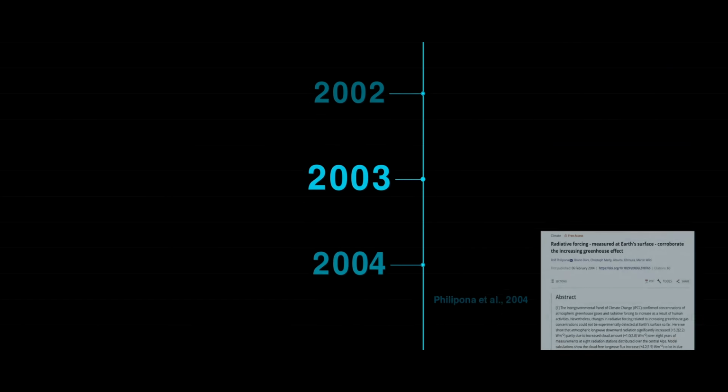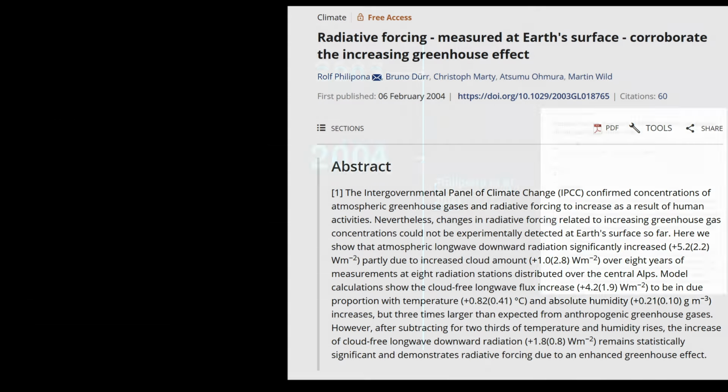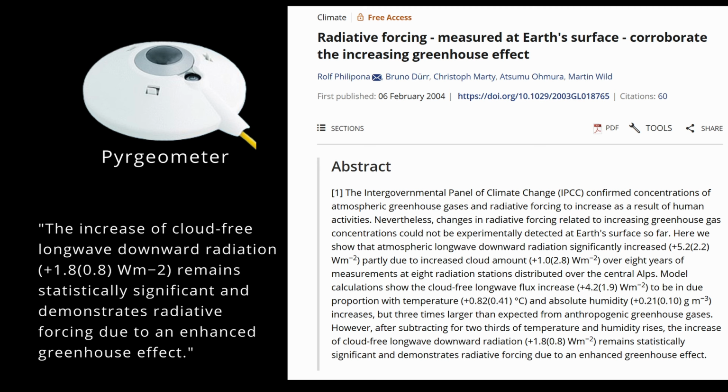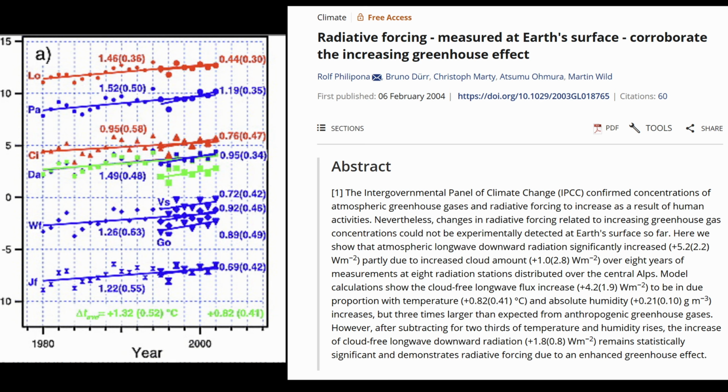So next, we have Filippona et al. 2004. They used ground-based measurements. These are called pyrgeometers. A pyrgeometer is a device that measures infrared radiation. So they use these to measure downwelling infrared radiation trends from 1980 to 2002.